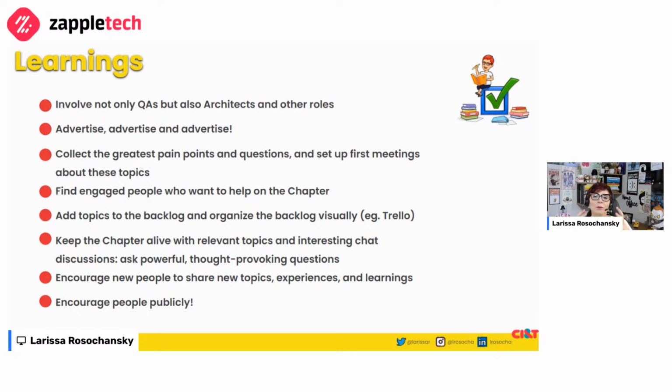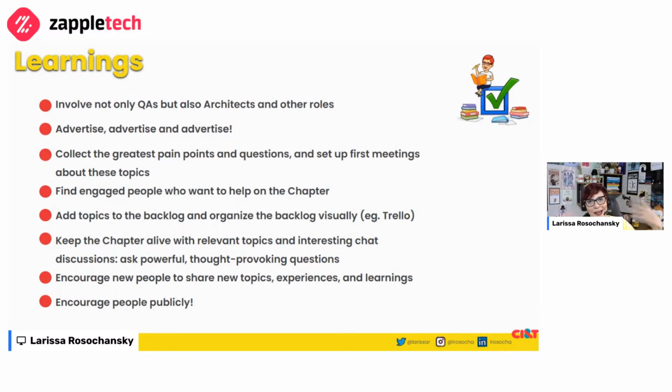Find engaged people who want to help on the chapter. We cannot do this by ourselves. We can't do this alone. We need to find engaged people, and always have engaged people. So find those people and use those people as leverage. Use those people to help us to advertise and to bring this chapter to a whole new level.